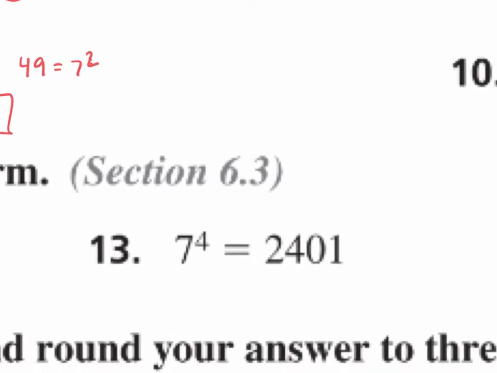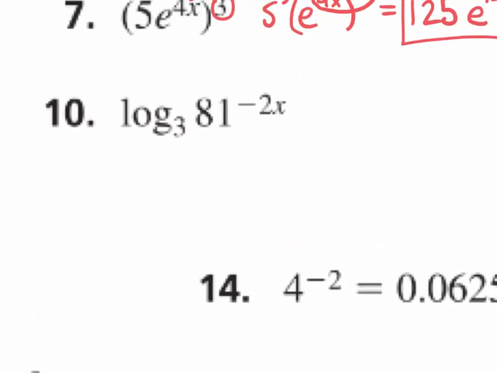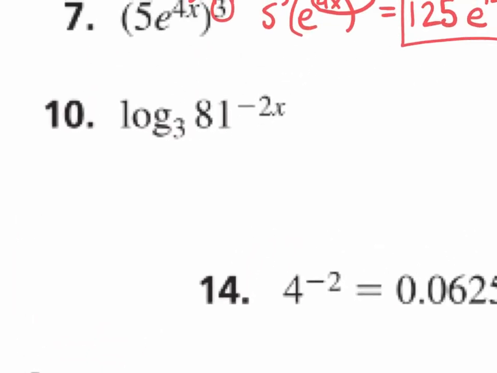Okay, number 10. What do we do here? Take the 81, 3, and then 4 to the negative 2x power. So we want 81 to look like 3 with some exponent. What did we say that exponent's going to be? 4. Perfect. So we can change this 81 to be 3 to the 4th power. So this is log base 3 of 3 to the 4th power.